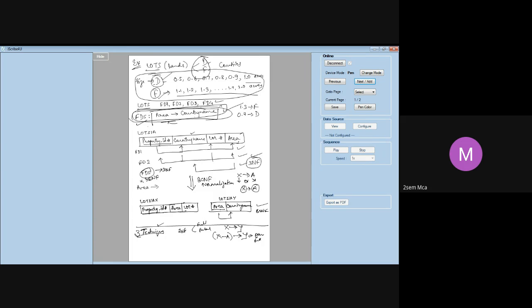Then we went on to third normal form. Third normal form depends on transitive dependency. In the last class, we saw what is transitive dependency, and no functional dependency should be transitively dependent on the primary key of R. That is what third normal form is.